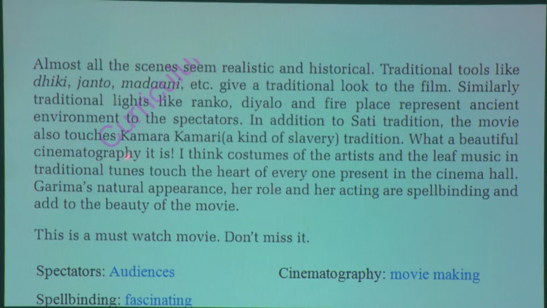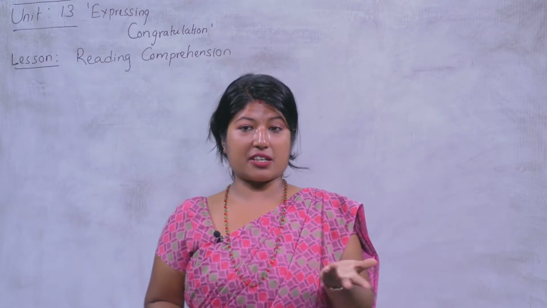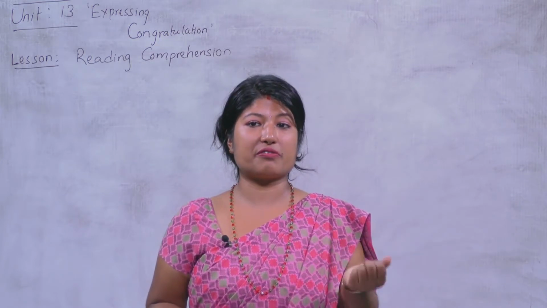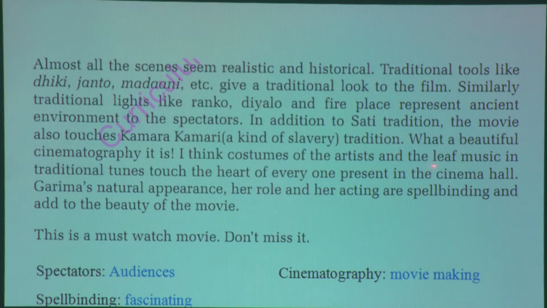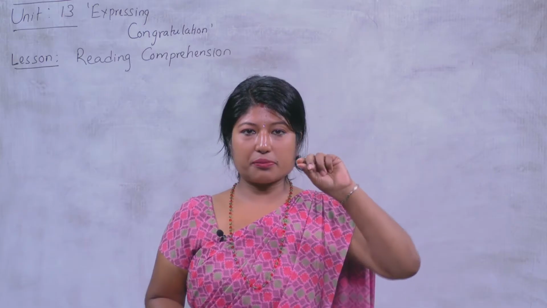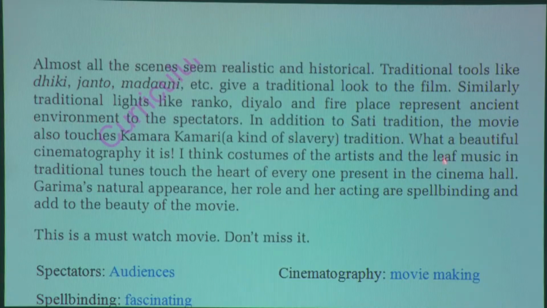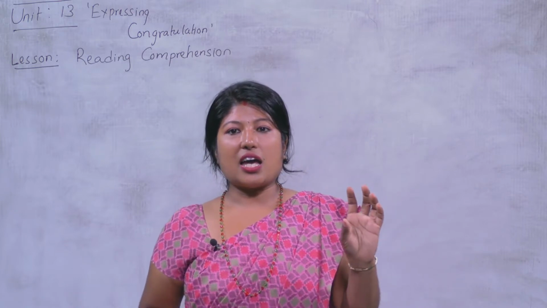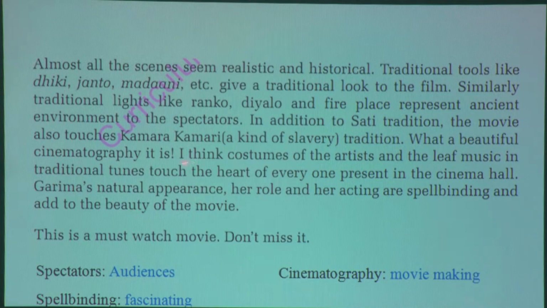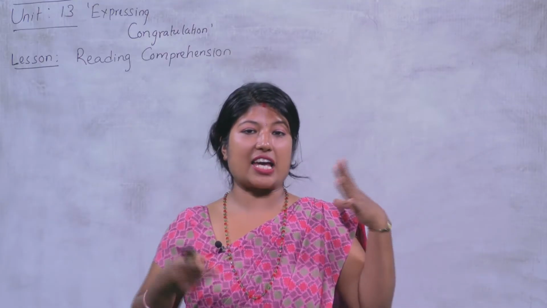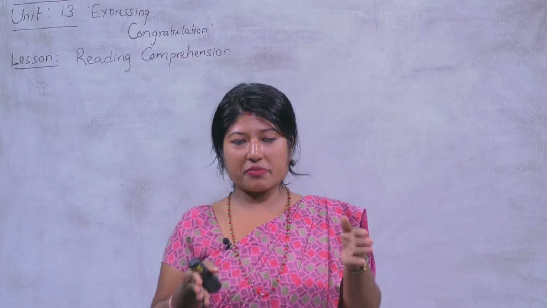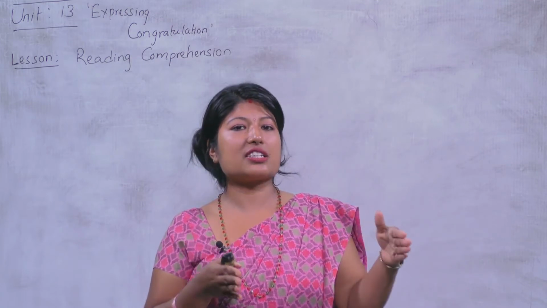And what a beautiful cinematography, movie making way. The way of movie making is very wonderful, beautiful. I think the costumes of the artists were also very real. And then leaf music, music produced by leaf. Leaf music in traditional tunes touched the heart of everyone present in the cinema hall. So everyone liked that tune. Garima's natural appearance was there. No makeup and show-offs were there. Very natural, a traditional look was given to Garima.